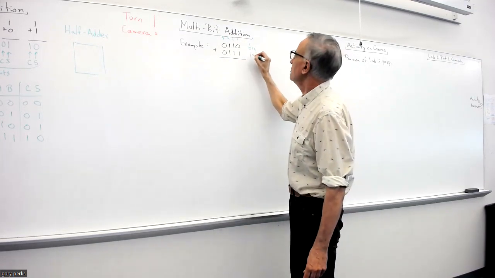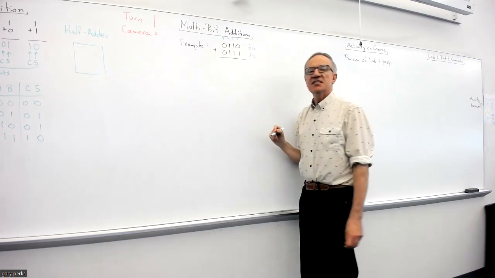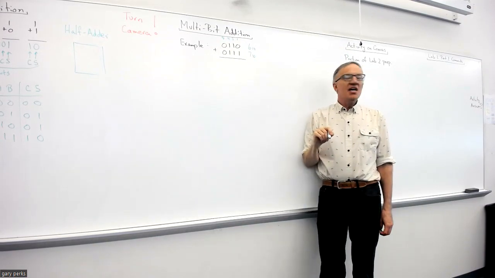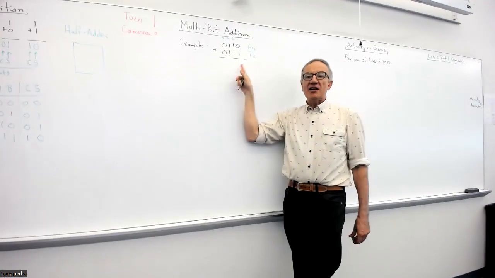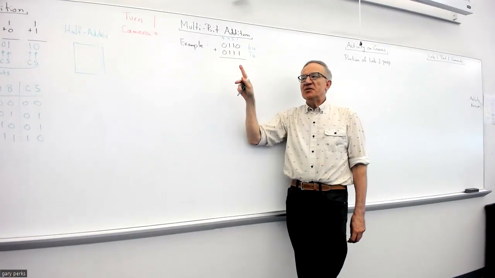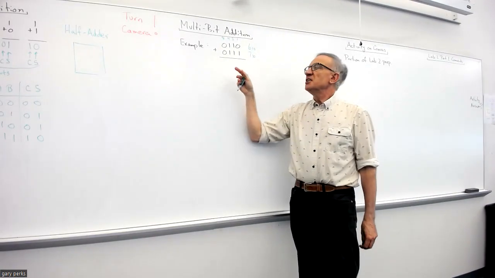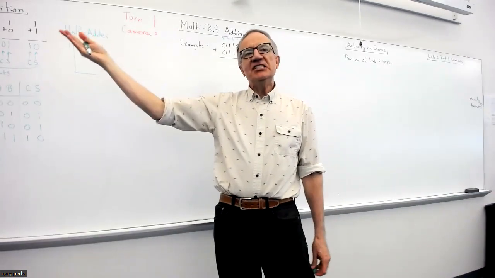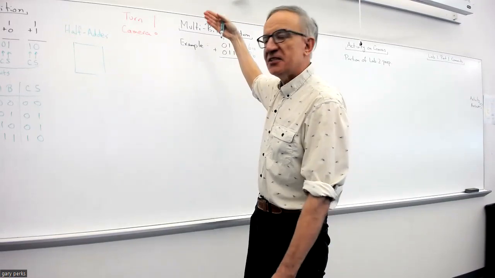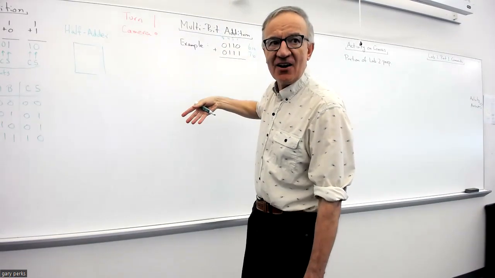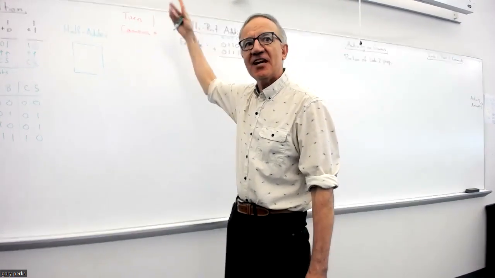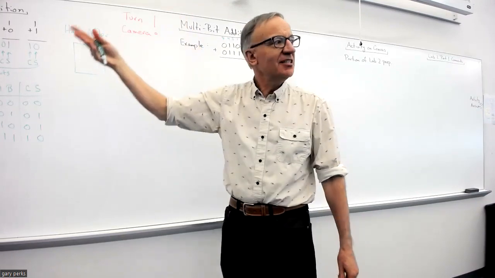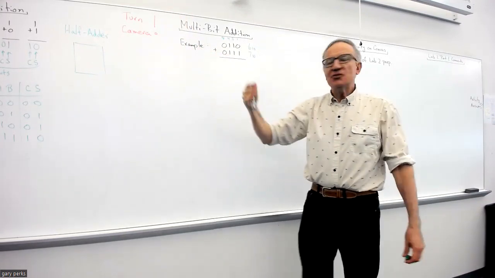We see here we're just adding 6 plus 7 in binary. When you're adding multi-bit numbers in binary, you add them the same way as when you're adding multi-digit base 10 numbers, right? You start with the least significant column, you add that column, and you may have a carry. And if you have a carry, you include that in the next column and so on. Same sort of thing here.